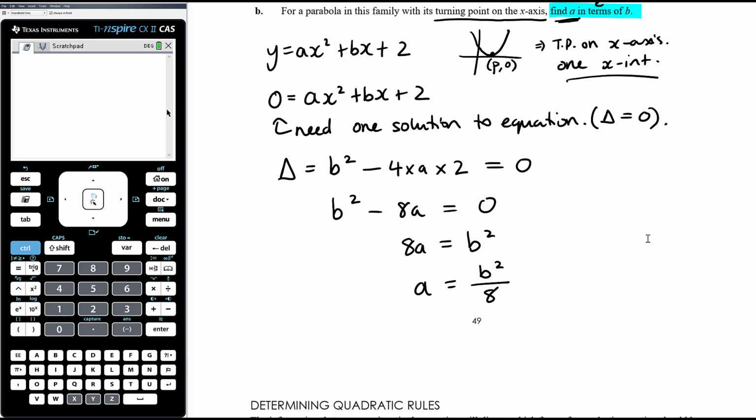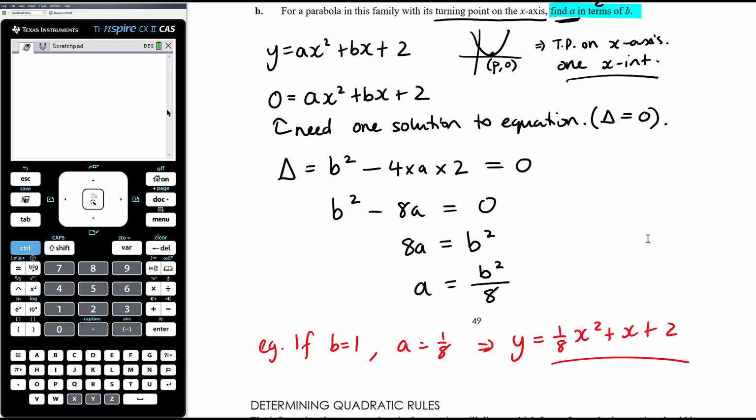So for example, if b were to equal 1, a would equal 1/8, and that would mean that the parabola y equals 1/8 x squared plus 1x plus 2 would be a parabola that has its turning point on the x-axis. Let's just check that. Let's have a quick look at it. 1/8 times x squared plus x and plus 2. It indeed has its turning point on the x-axis.